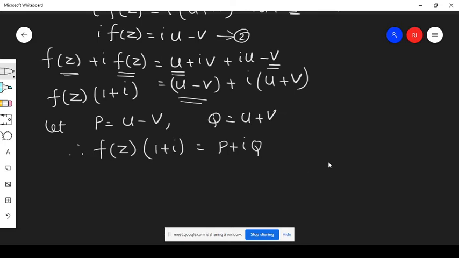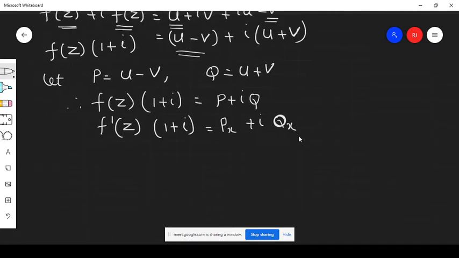So p + iq, where p is u − v and q is u + v. Now if I differentiate this with respect to x, then 1 + i obviously is constant, it will remain as it is. The derivative of f(z), f'(z), is equal to the derivative of p with respect to x, px, ∂p/∂x, plus i into the derivative of q with respect to x, qx. You can do it with y also, then it is py + i·qy. So this is px + i·qx.